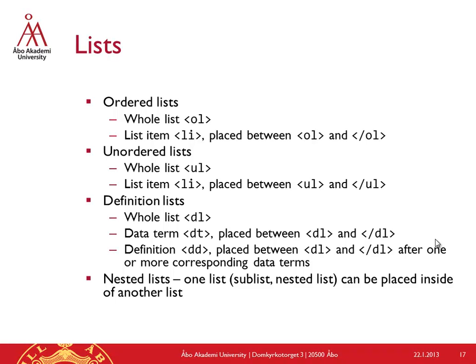An ordered list, and what's the difference between ordered and unordered lists? Well, first, they have slightly different tags, and second, they are shown a bit differently, because ordered lists are shown with numbers on the left, and unordered lists are shown with bullets on the left. And who has ever seen definition lists?